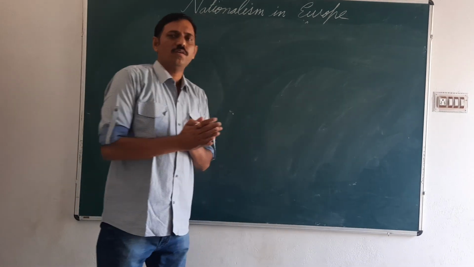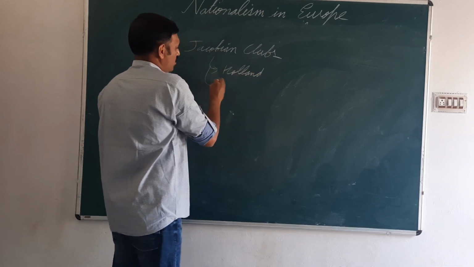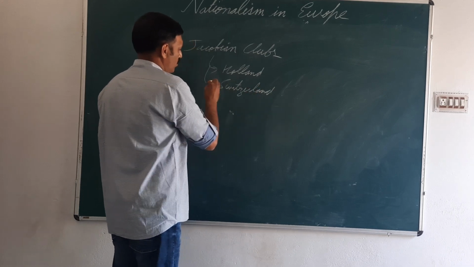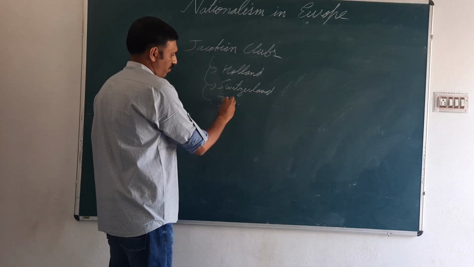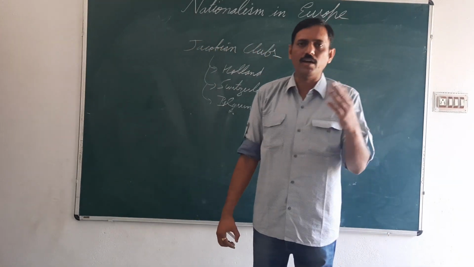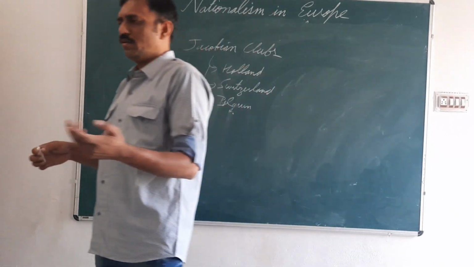Now, these ideas led to the formation of Jacobin clubs also. These Jacobin clubs, clubs of educated people, spread these ideas. The ideas spread in Holland, Switzerland, Belgium, and parts of Italy, especially northern Italy. These ideas spread, and with the army also these things spread all over Europe.